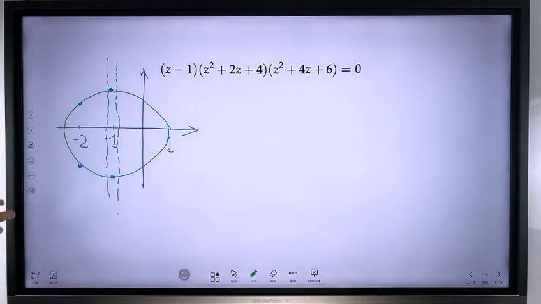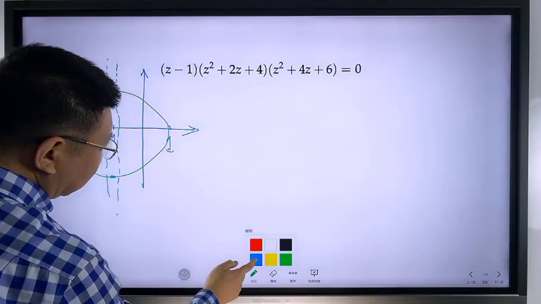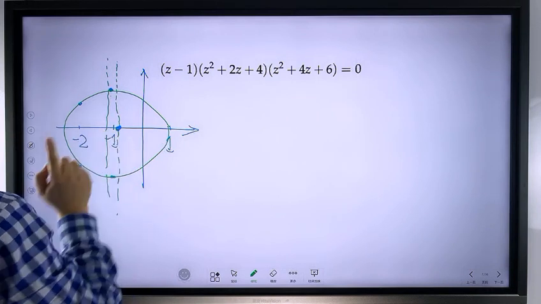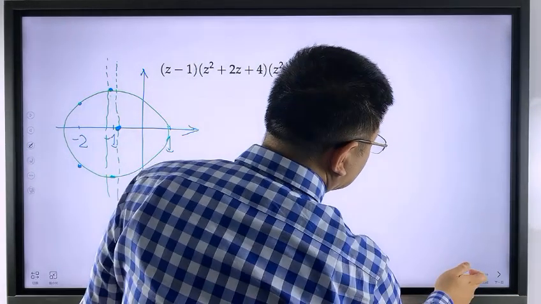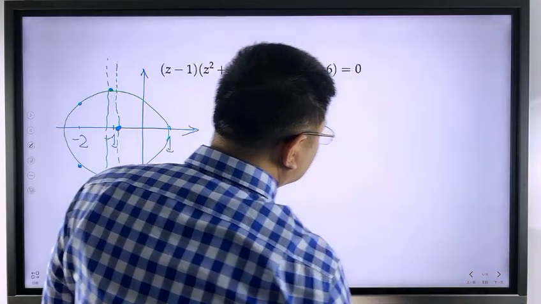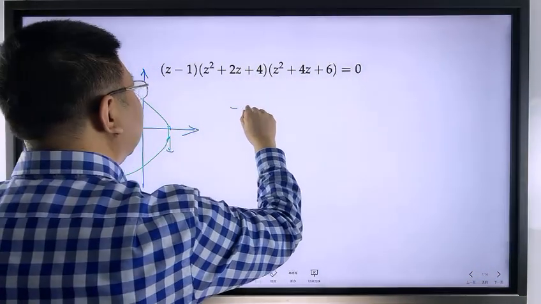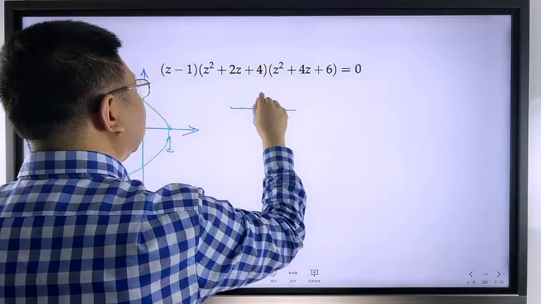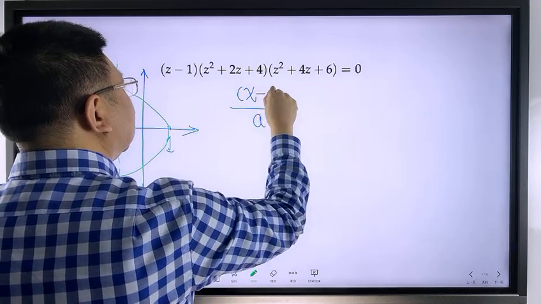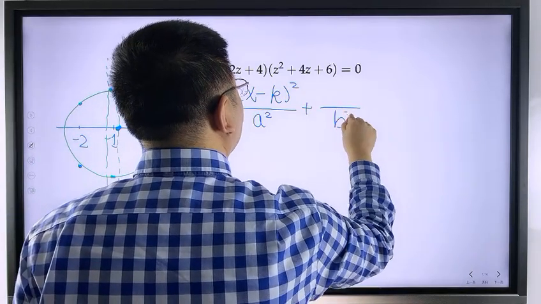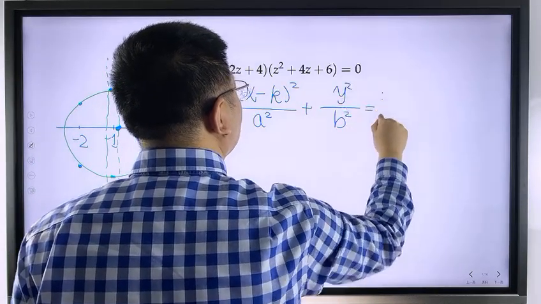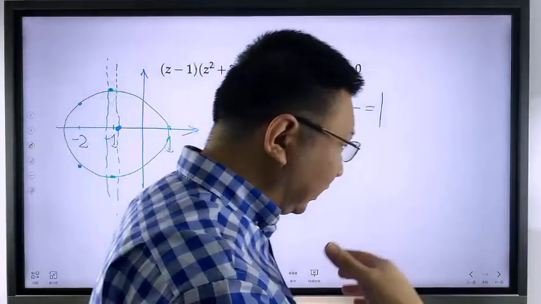Okay, so how do we write down the formula? To write down the formula, of course, the key thing would be this point, which is the center of the ellipse. Originally what I wrote is the standard form where the center is 0. So for the equation, we have to write it with some unknown coefficients: x minus, maybe I name this k, squared, plus b squared y squared equals 1. So this would be the equation of the ellipse.